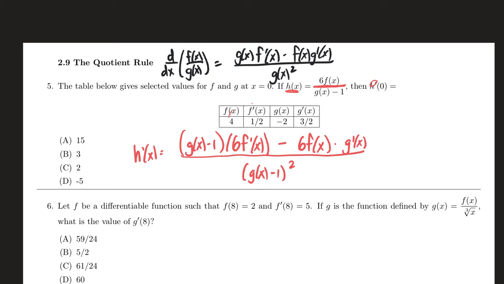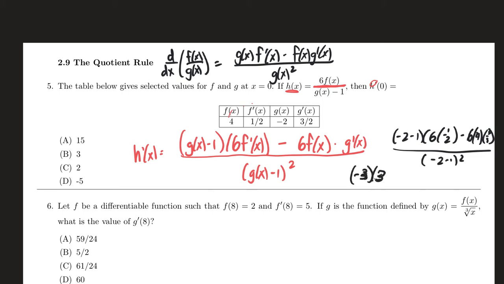From there, we just plug in the things we know. So g of x is -2, f prime of x is 1/2, f of x is 4, and g prime of x is 3/2. And all that's over g of x, which is -2, minus 1, squared. So we're going to get -3 times 3 minus 24 times 3/2, which is 36, all over -3 squared. So that's -45 over 9, which is -5. That's our final answer, -5.